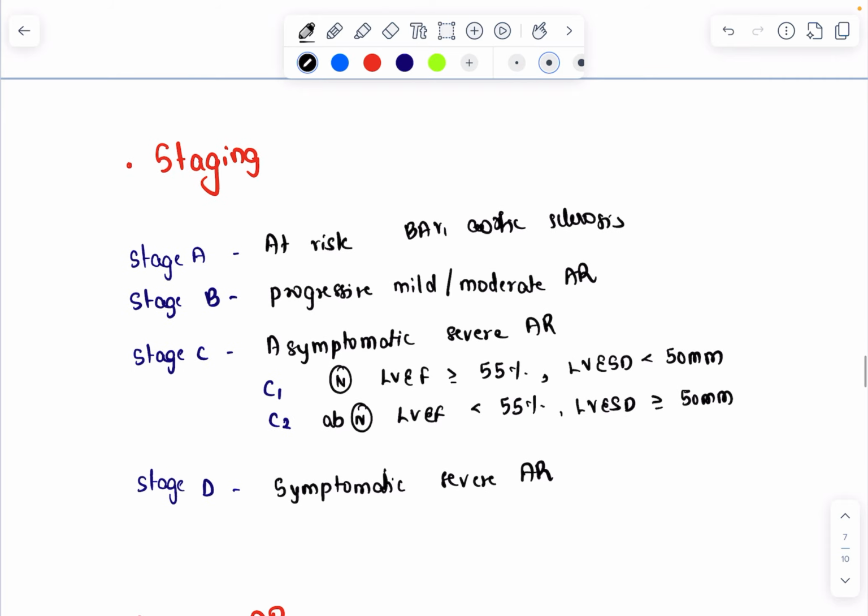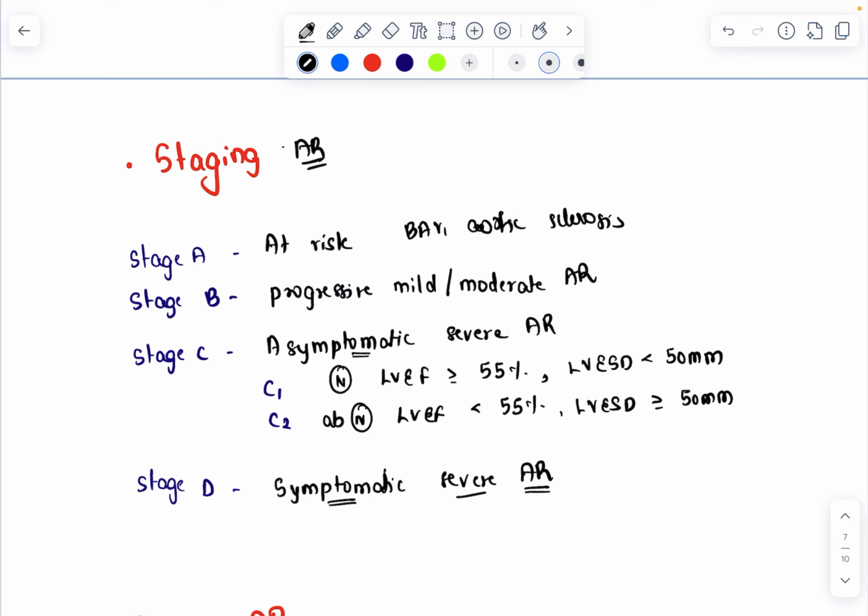Stage C is severe aortic regurgitation, but here the patient is asymptomatic. That is the key term. And stage D is known as severe aortic regurgitation, but here the patient is symptomatic. And the other thing is, stage C in AR has been divided into two. One is C1, one is C2.